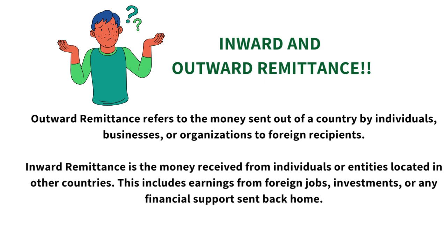So, what is inward and outward remittance? Outward remittance refers to the money sent out of a country by individuals, businesses or organizations to foreign recipients. And on the other hand, inward remittance is the money received from individuals or entities located in other countries. This includes earnings from foreign jobs, investments or any financial support sent back home.